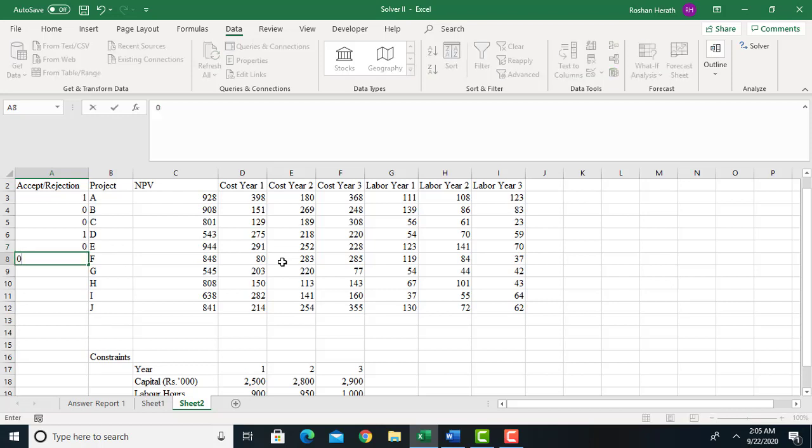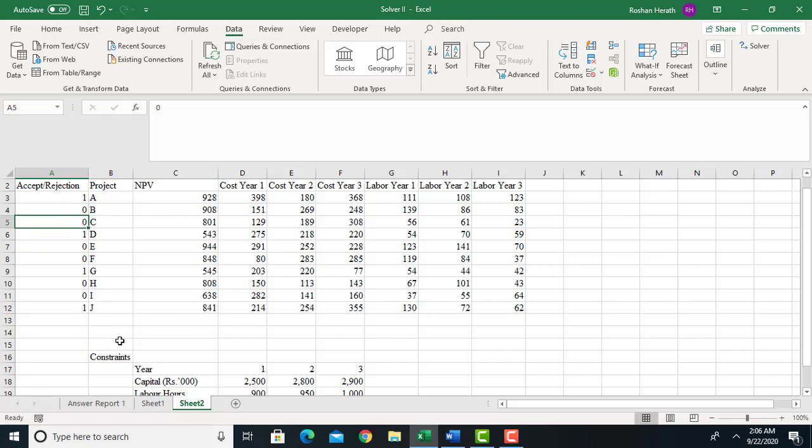Then the next 2 projects I might not. Project G is accepted, H is not, I is not, and J is accepted. So likewise, I have randomly put some numbers. It need not be 4 numbers; you can have 5, 6, whatever the number, that doesn't make any difference. But all you need to ensure is that you have a way to symbolize the acceptance or the rejection of the project. So here I have chosen ones and zeros.